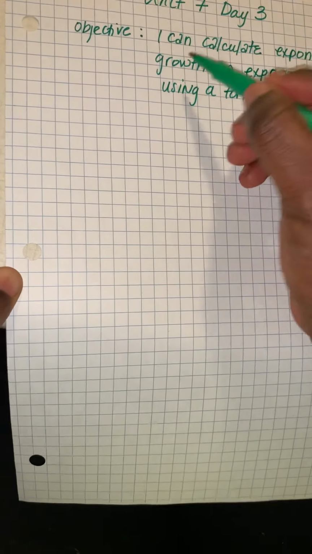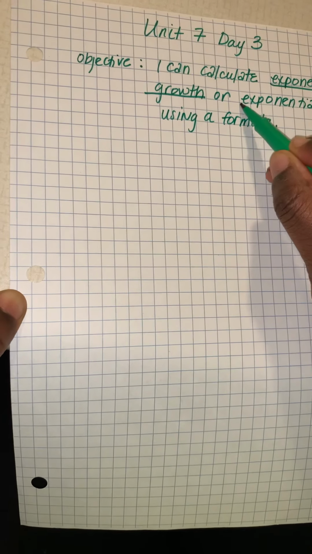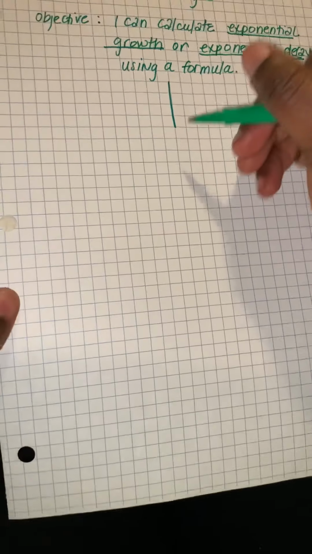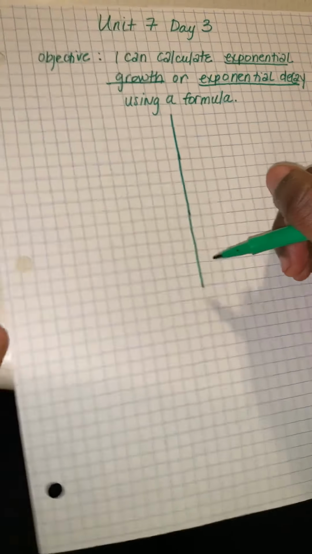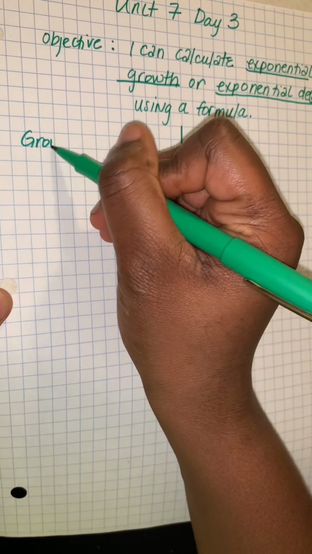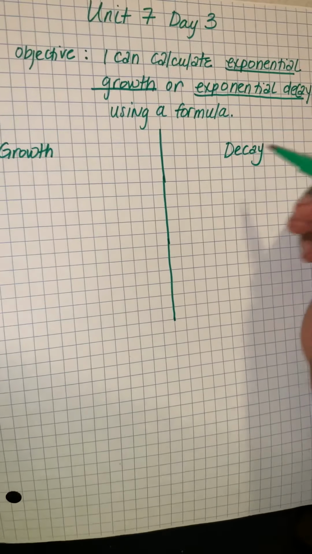So as I said, we're talking about exponential growth and exponential decay. So I'm going to split it down the middle. One side is going to be for growth, and the other side is going to be for decay, okay? So first side is growth, like I said, and then the other side is decay.